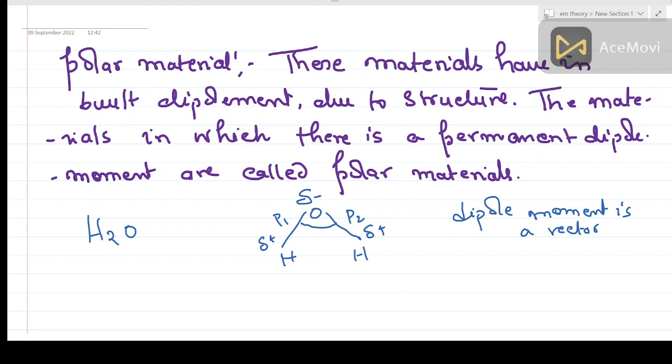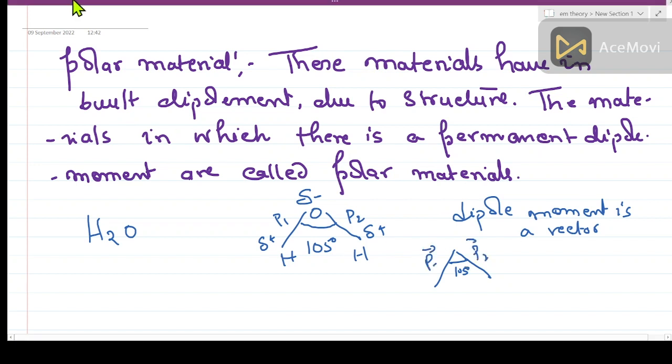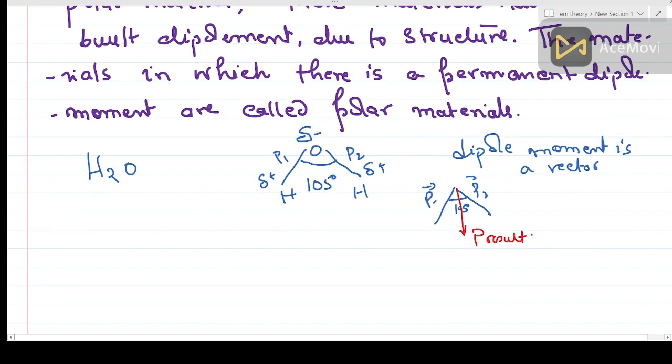This angle is something like 105 degrees. So you have two vectors, P1 and P2, that are aligned to each other by an angle of 105 degrees. Both are vectors, and these have a resultant vector in this direction. This is the resultant dipole moment. So this water molecule possesses a permanent dipole moment due to the bent structure or the asymmetric structure.